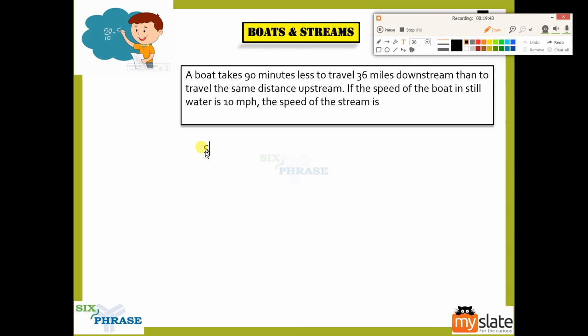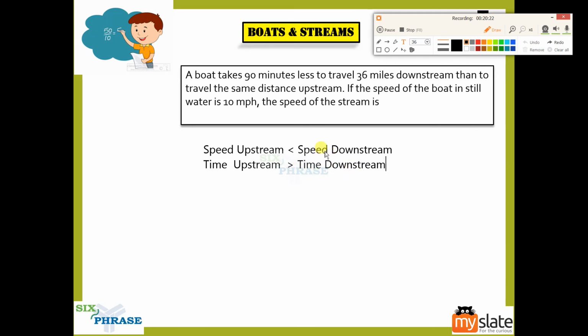Speed upstream will always be less than speed downstream. Okay, and time upstream will always be greater than time downstream. Okay, what is the reason? It is because speed and time are inversely proportionate. So speed upstream will always be less than speed downstream, but time upstream will always be greater than time downstream.